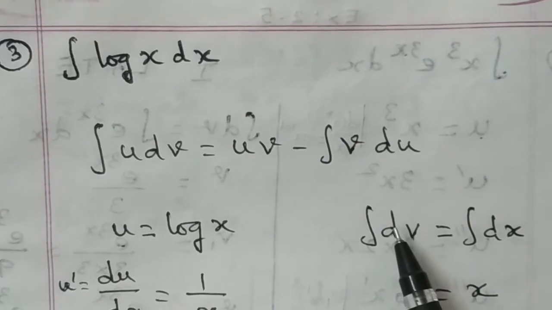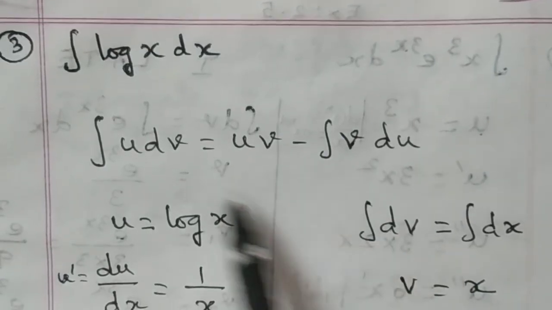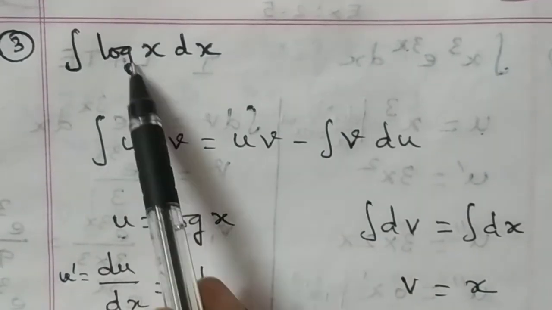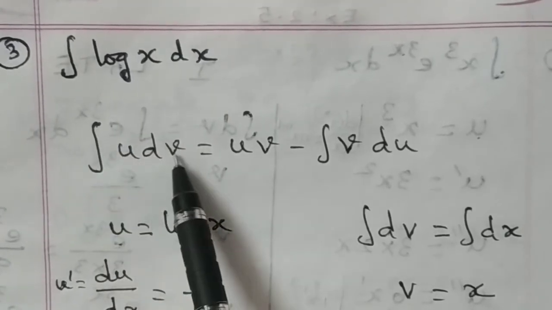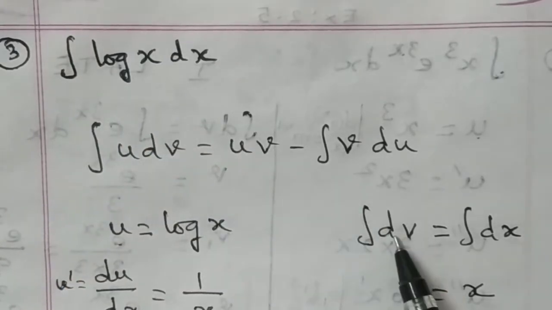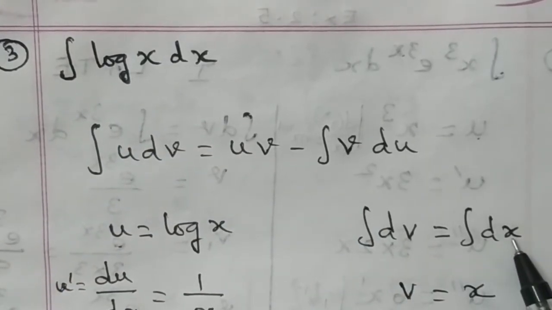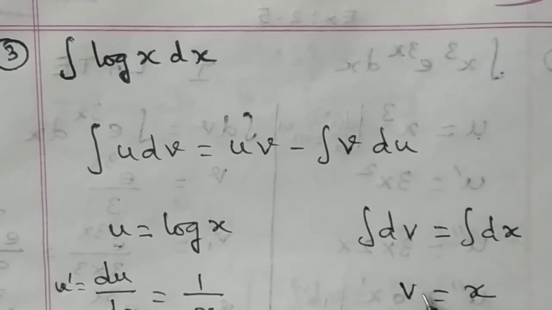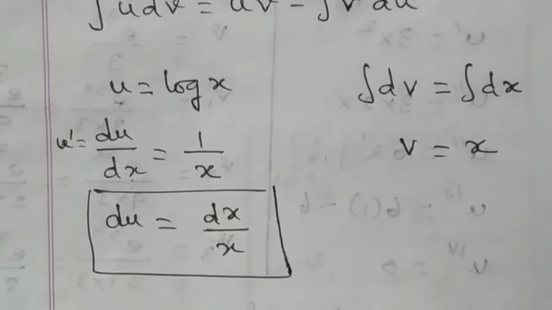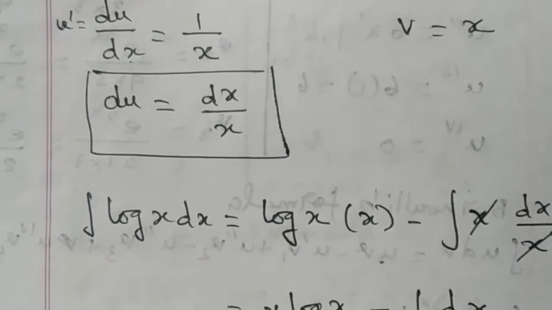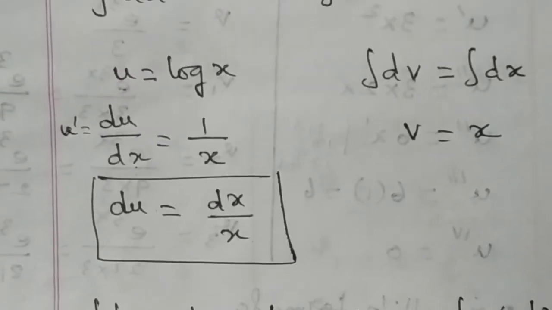Integral dx. So integral dv equals, since u equals log x is already chosen, the remaining term integral dx. Integral of dv equals v, integral of dx is x. So v equals x. Now apply integration by parts.